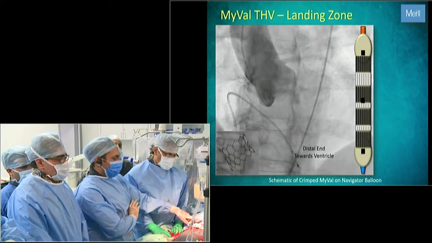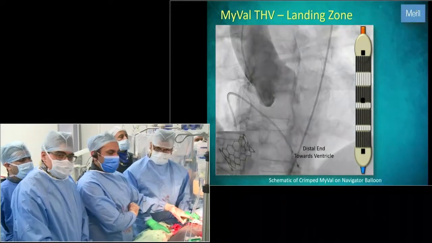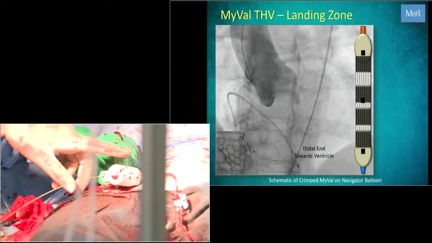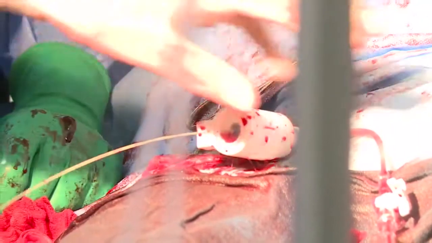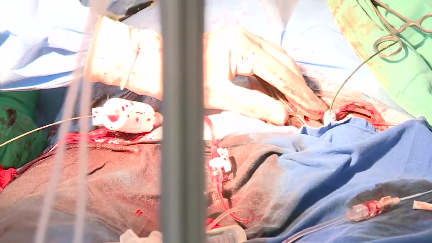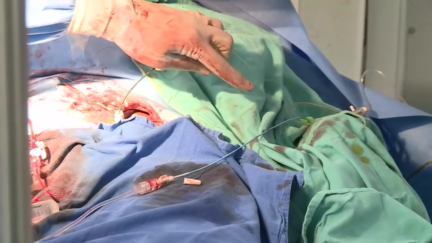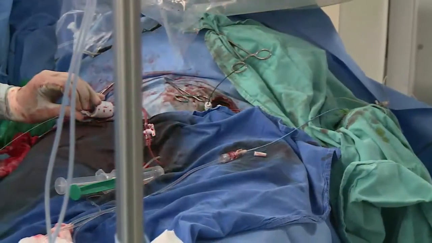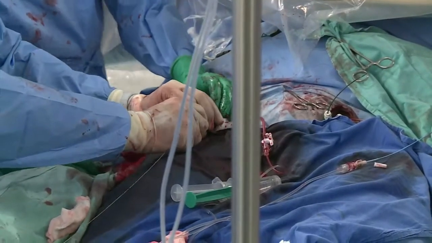You can focus here. You can show more of the screen and not our faces, please. So you can see we put three ProGlides here. We put an 18 French sheath, and we have upsized to a 22 French sheath. On the left side, you see two 6 French femoral arteries and a 6 French femoral vein. In the left radial, we have a 6 French sheath and a pigtail going from the left radial. So our plan is to put a 26 millimeter valve.